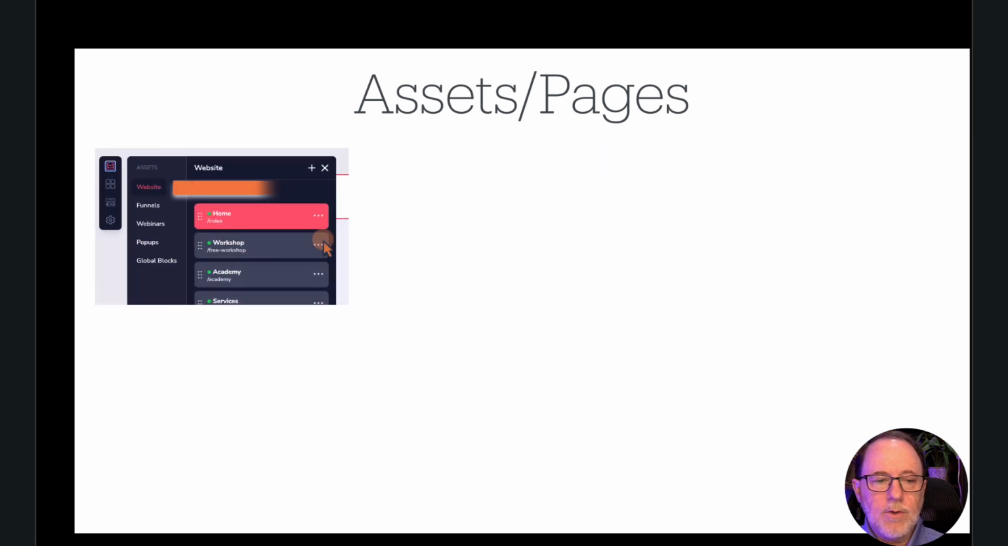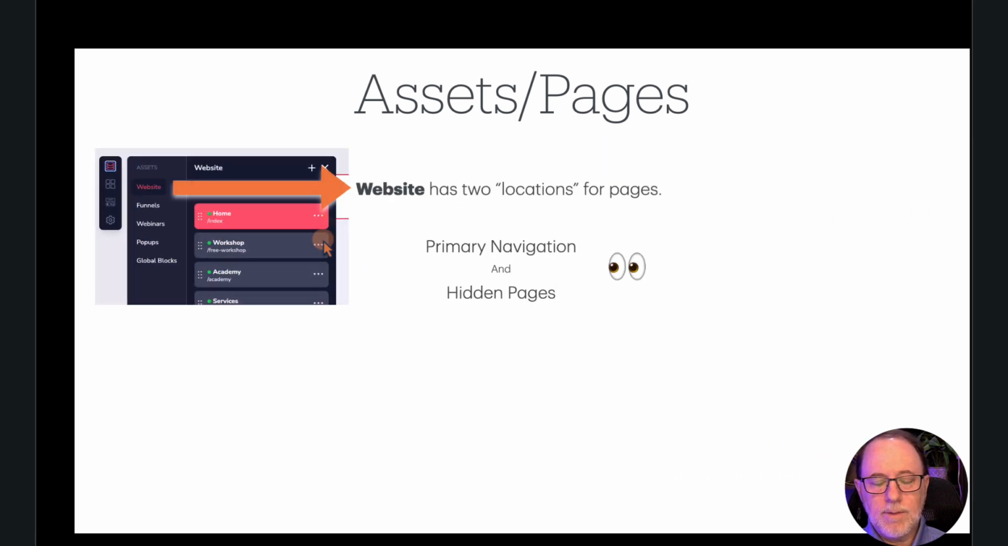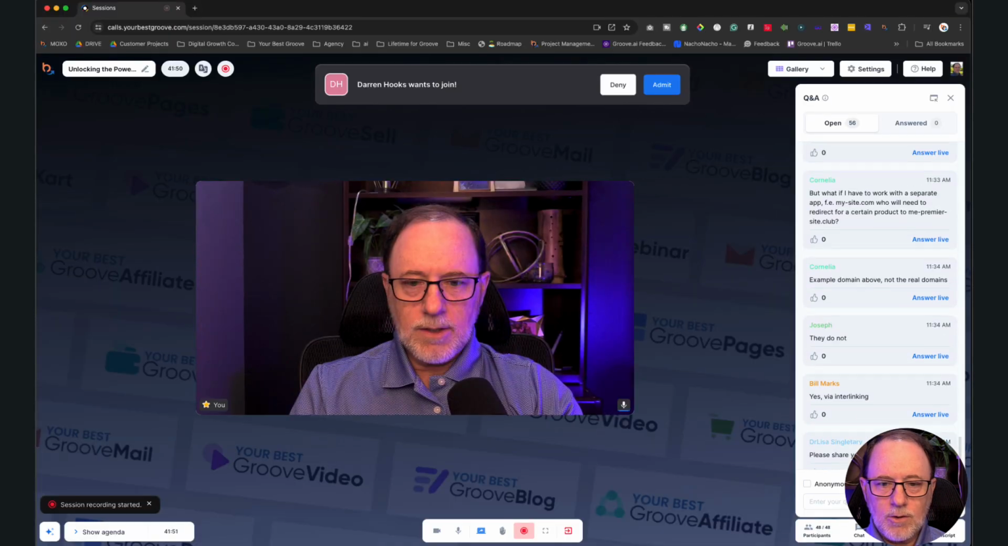So what we're going to do is take a look at each of those and talk about what they are and how you use them. A website has two locations for pages. It has primary navigation and hidden pages. And when you put your pages in the website area of assets, in the primary navigation, those pages are what auto-populate any nav bars or menus that you have. So let's go take a quick look at that.